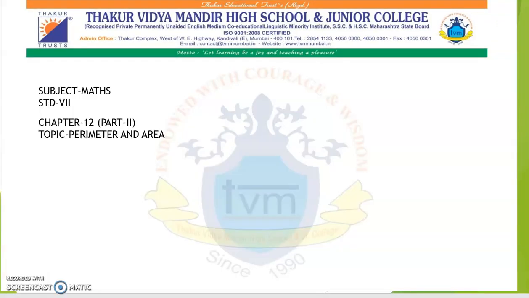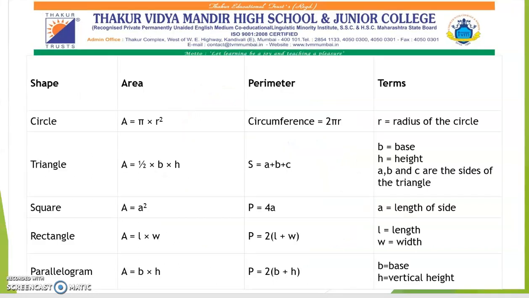Subject: Mathematics, Standard 7, Chapter 12, Part 2. Topic: Perimeter and Area. Here are given the formulas of different shapes for their area and perimeter. Suppose circle. Area of circle is equal to pi r square. Circumference of circle, or we can say perimeter of circle, is equal to 2 pi r. Here r is the radius of the circle.